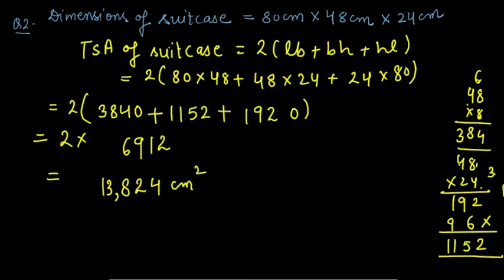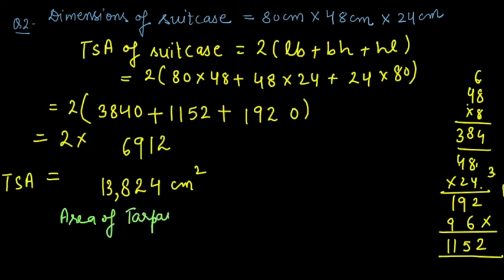So this is the TSA of the suitcase. You have calculated the total surface area of the suitcase. It means this much cloth, tarpaulin, will be required to cover the suitcase, right? So can I write it as area of what cloth is given? Tarpaulin will be equal to TSA of suitcase, right?